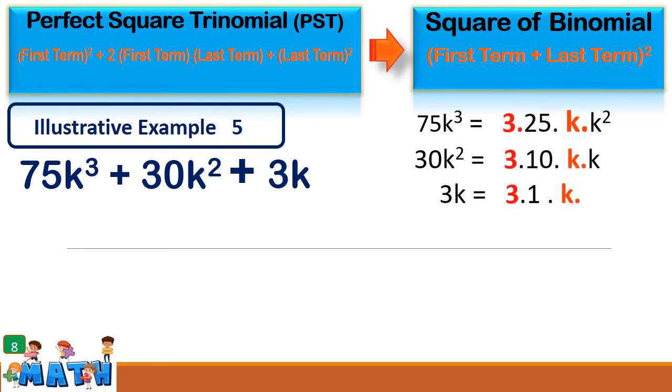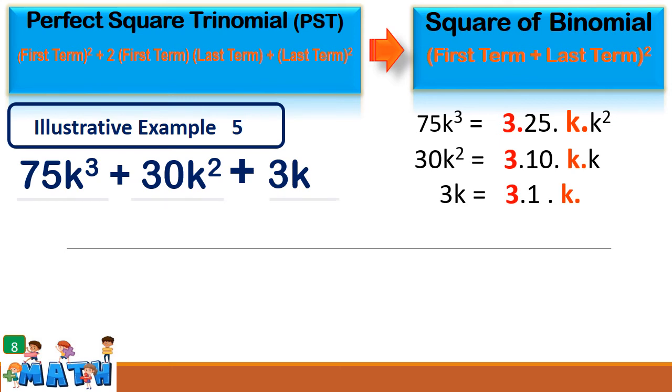Simply factor 75k cubed, 30k squared, and 3k. So 75k cubed can be factored as 3 times 25 times k squared. 30k squared can be factored as 3 times 10 times k, and 3k can be factored as 3 times 1 times k. So what can you observe? We have common factors. So 3 and k and 3k is our greatest common factor.